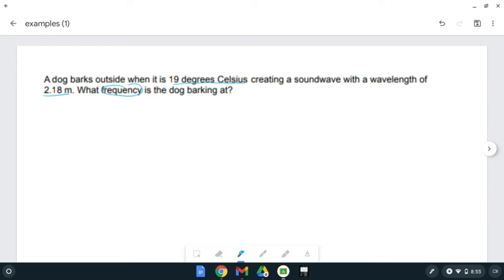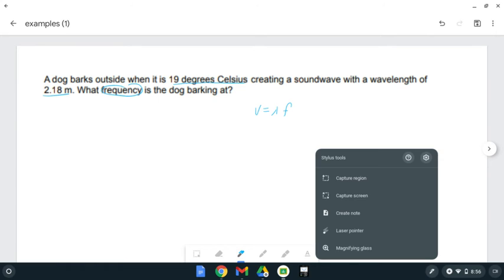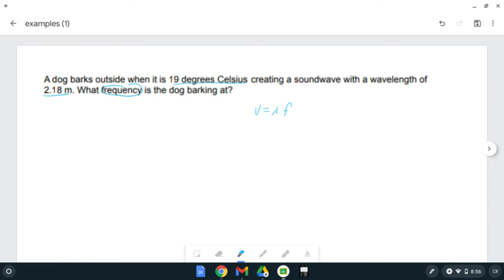what I need to think about is v is equal to wavelength times frequency. Well, if you look right away, let's go ahead and make our list. We're given the temperature, which is 19 degrees Celsius, and we have our wavelength, 2.18 meters, and frequency is our goal.